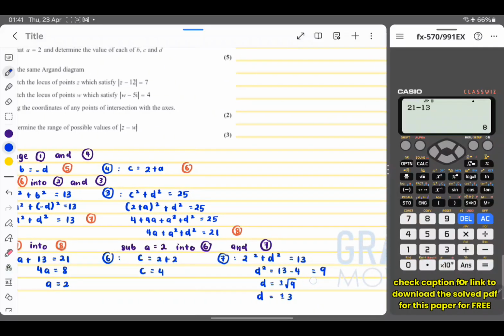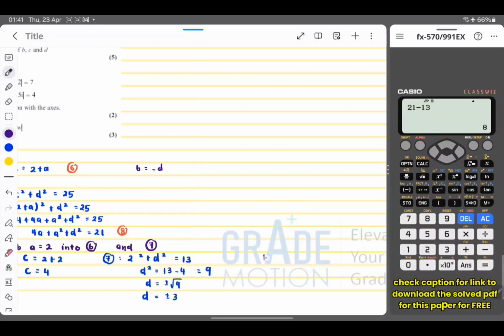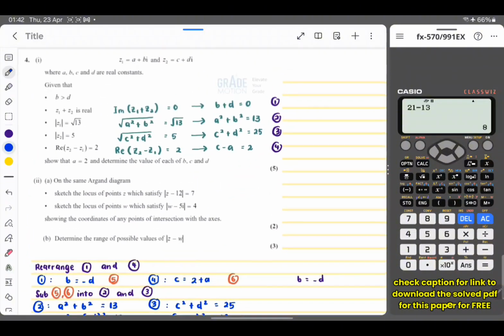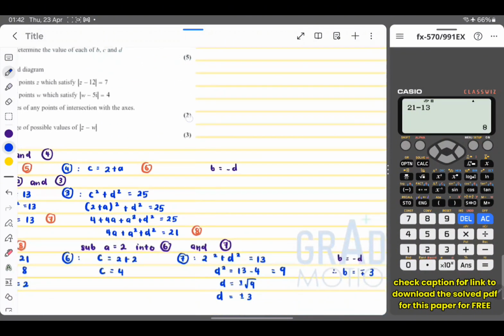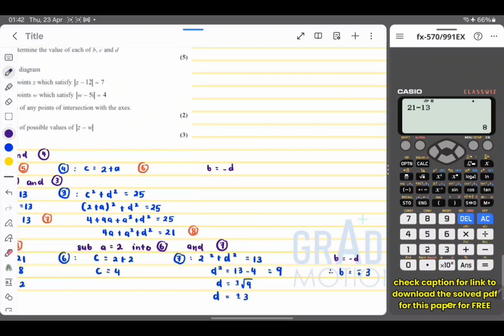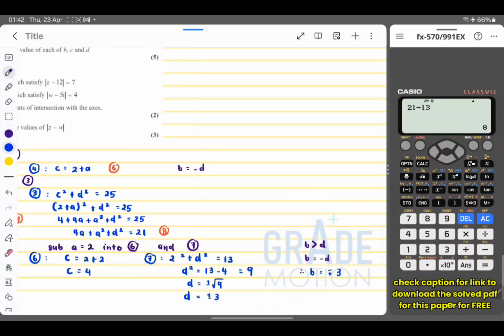Now, what do we know? We know that B is equal to negative D. Therefore, B would be equal to minus plus 3. Let's take a look at the first rule. B must be more than D. Because B must be more than D, we can conclude that B is equal to positive 3 and D is equal to negative 3.